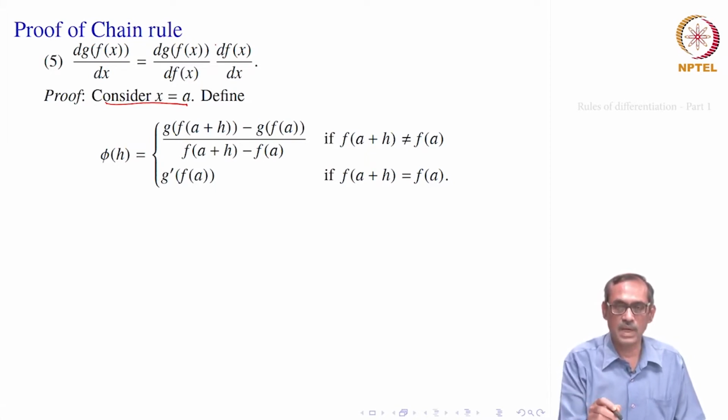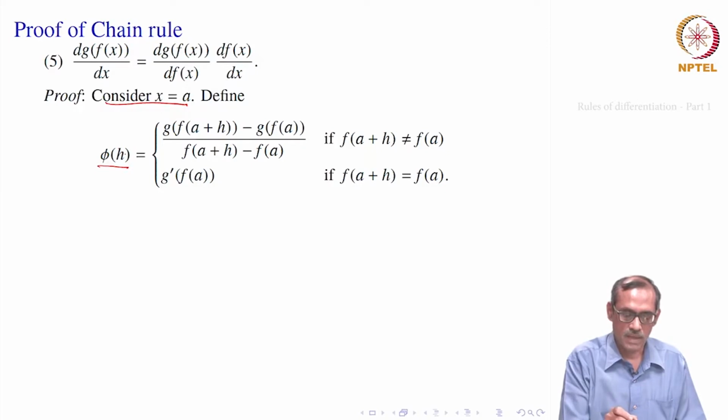Okay. So, for that what do we do? We define a new function phi of h. So, this h you can look at, because a is fixed. Now, you are taking g of f of a plus h. So, this is really a function of h, minus g of f of a, which is a number, divided by f of a plus h, it is a function of h, and minus a number.